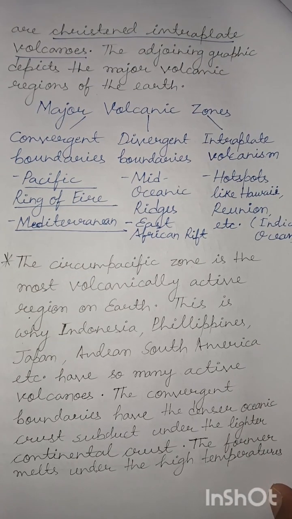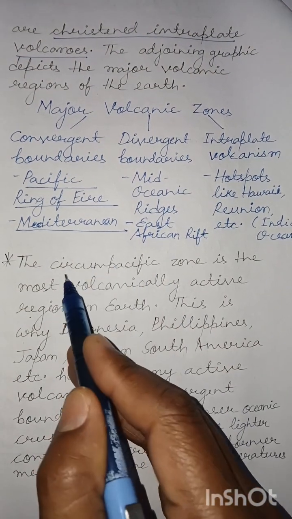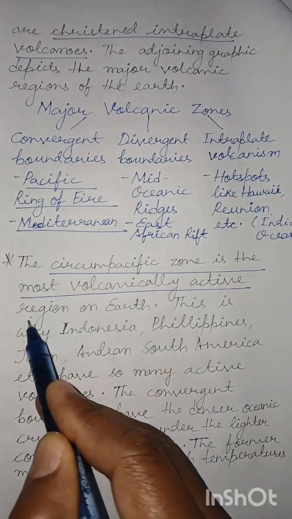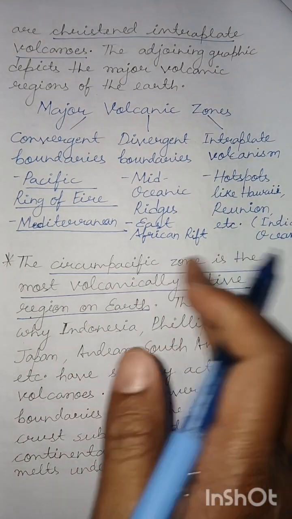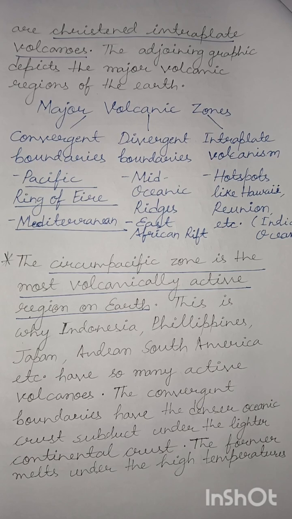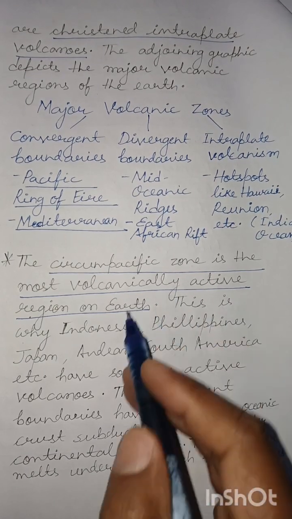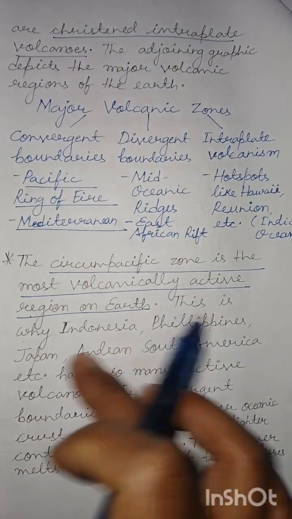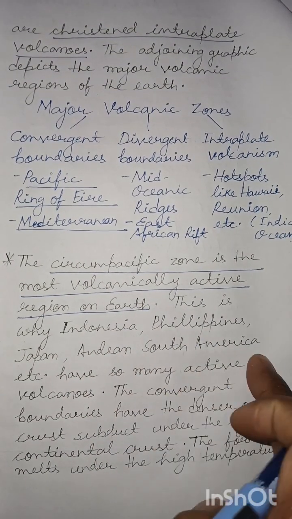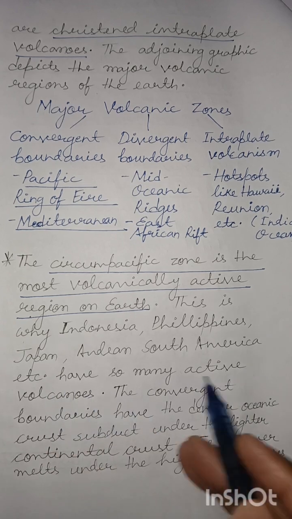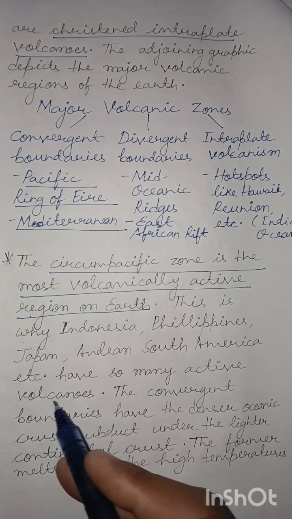Now, taking up these points in detail, the Circum-Pacific zone is the most volcanically active region on the earth. The entire coastal zone of the Pacific is the most volcanically active region on Earth. This is why Indonesia, Philippines, Japan, and Andean South America, that is, the South American region around the Andes mountain range, etc., have so many active volcanoes.